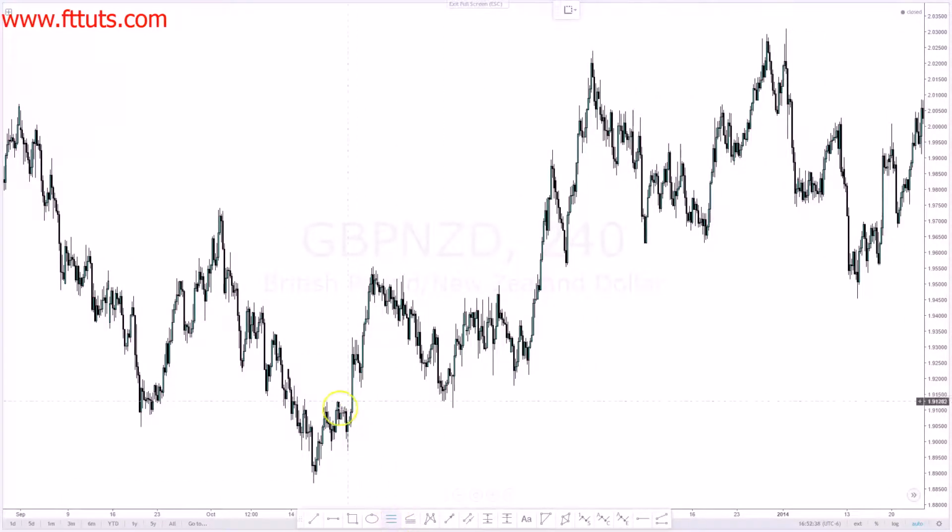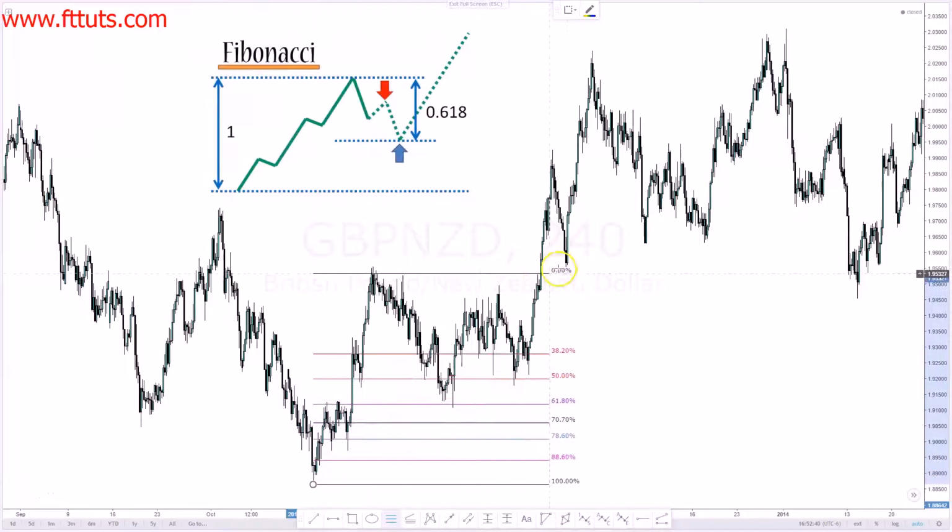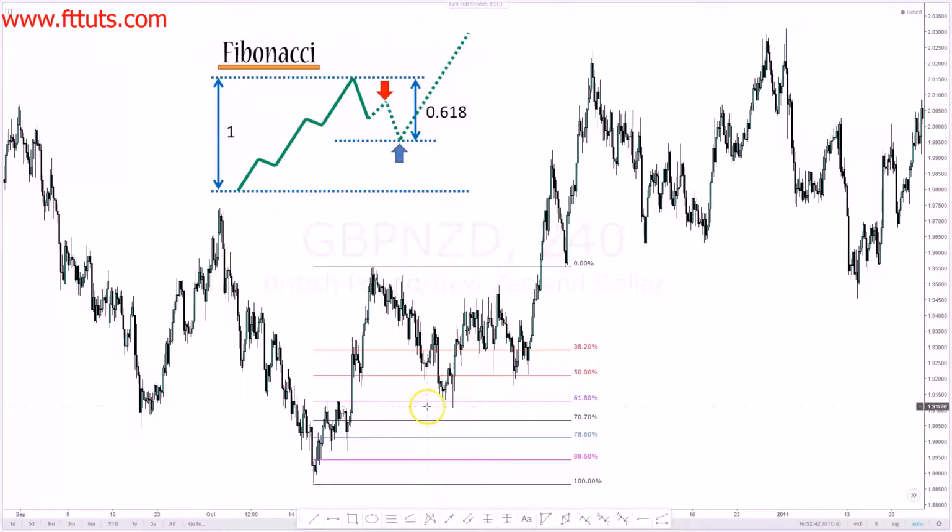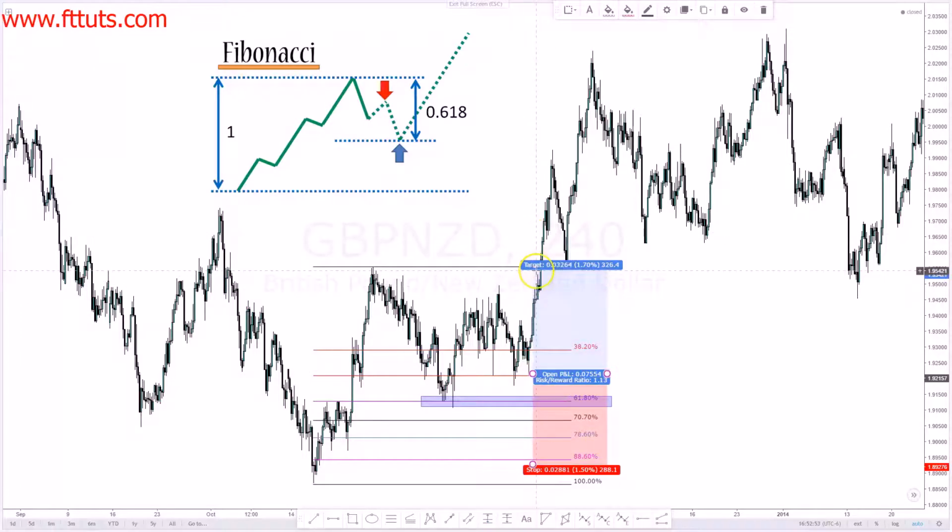If you're in an uptrend, you want to measure it from low to high. 618 right here, it's beautiful. Now I'm just free flowing, guys. Take profit at the high. Say you got in here. Take profit at the high. Stop loss near the low. 618 near the low. 4-to-1 risk to reward.